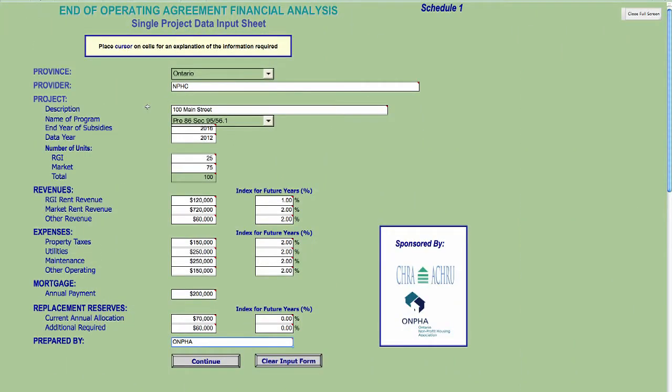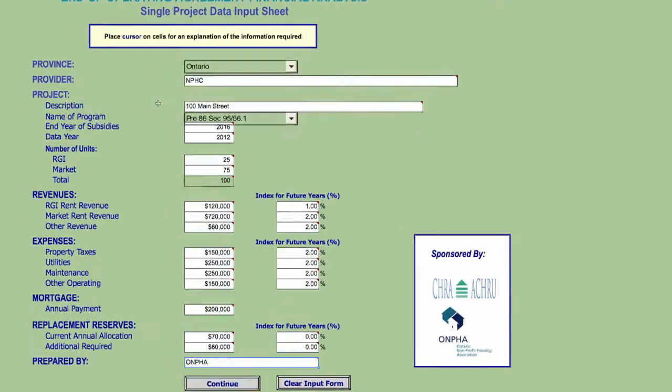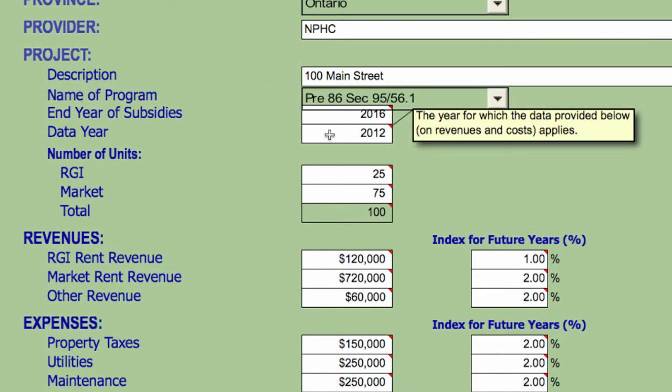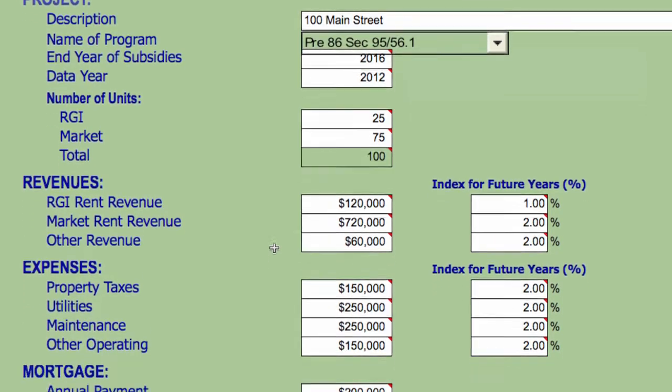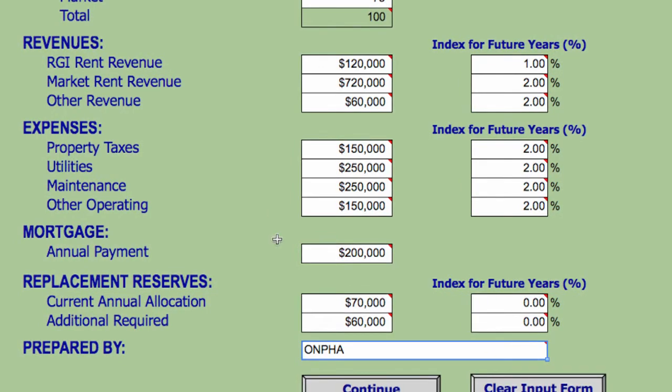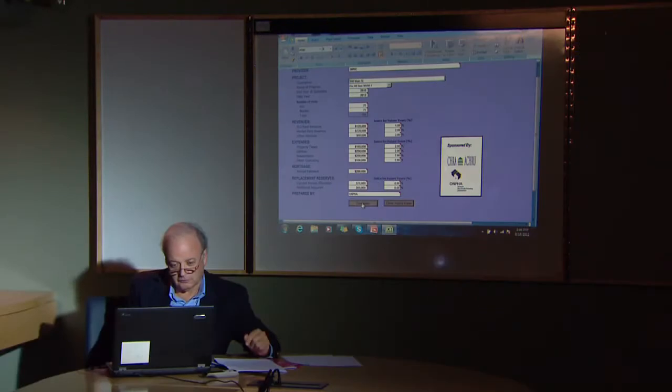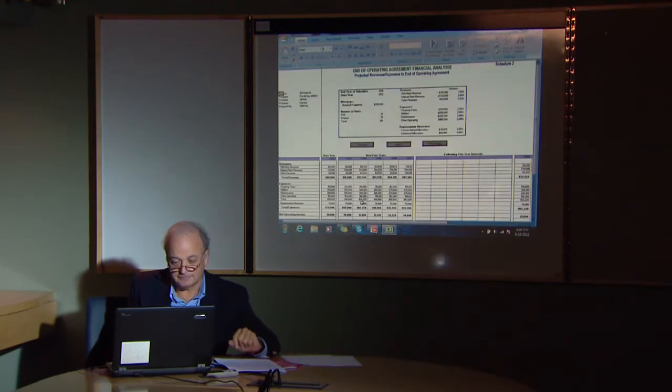Okay, so this is you guys. We've got your project up here, the program that we talked about, the end of your agreement, and 2012, we do have current budget data, so that's what you plugged in, the number of your RGI and market units, and your rental revenue. So we talked before about your average rents. This is how those average rents extrapolate out into annual revenue. Your major cost categories, your mortgage payment, and this is critical. Again, what we talked about last time, you are making your required allocations to your replacement reserve, but your BCA says you should be putting in another $60,000. Okay? So that's all your base data that you're locking in.